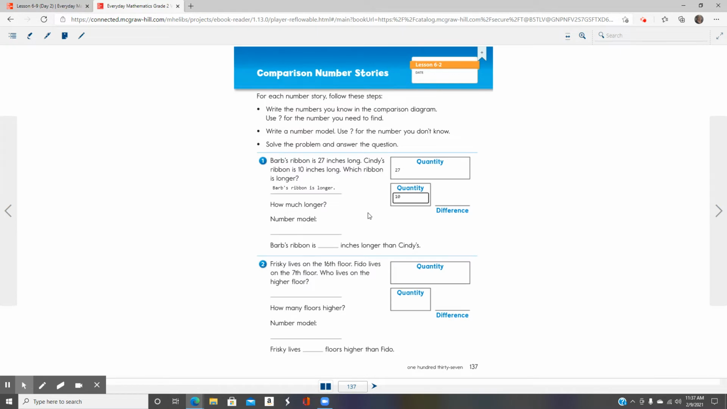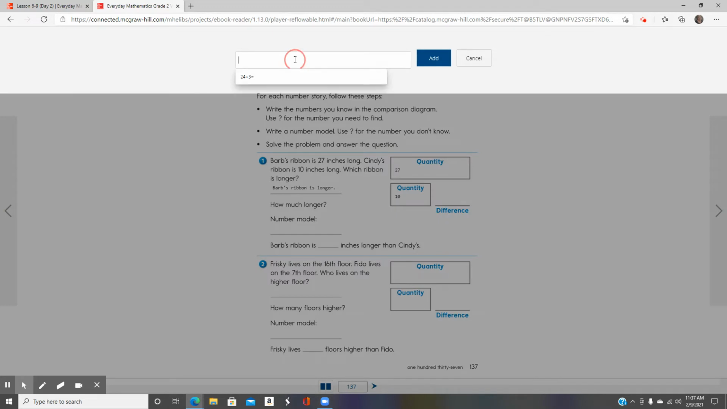Okay. In the directions, it says to use a question mark for the number that I don't know. I don't know the difference because the word problem is not telling me. I have to figure it out myself using a number model and what I've learned about subtraction. So for difference, I'm going to put a question mark because that's the information I don't know.